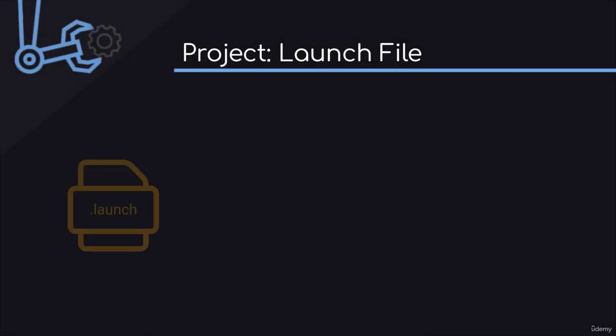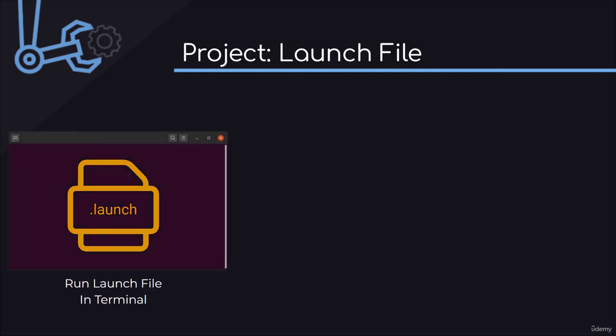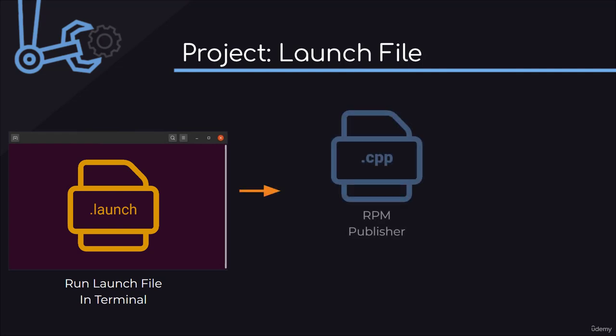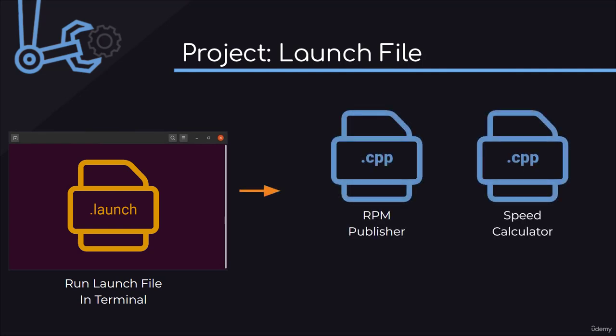So let's break down what this project structure will look like. In this project, you will create a launch file, which as you learned from the last lecture is written in Python, so that when we run this launch file in terminal, it will start up our RPM publisher and speed calculator nodes, which we've worked on from the first project and have been using in the last few lectures. Now, I also want you to set up the launch file so that you can set the wheel radius parameter of our speed calculator node when we run this launch file.